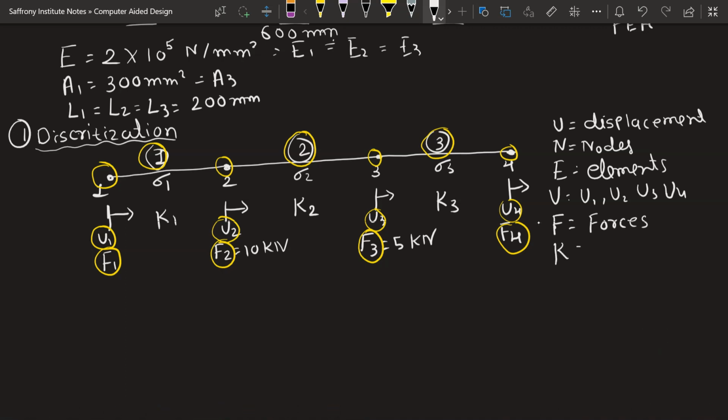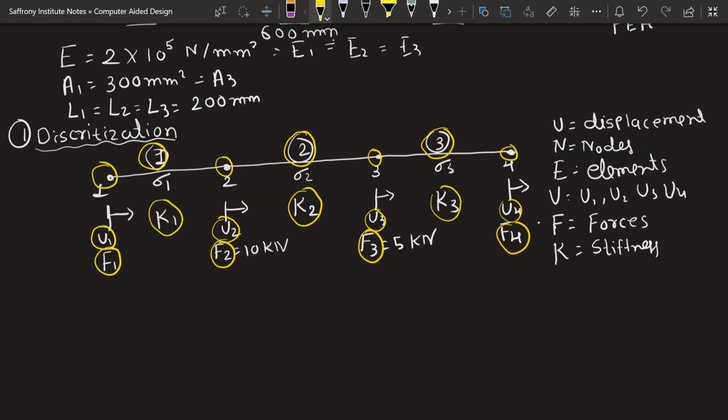And then we have determined the stiffness. Okay, so let's see which kind of stiffness are here. For element number 1 K1, element number 2 K2, element number 3 K3. So there will be 3 stiffnesses. So this step is generally known as discretization. Now in the next step we will calculate the stiffness matrix.